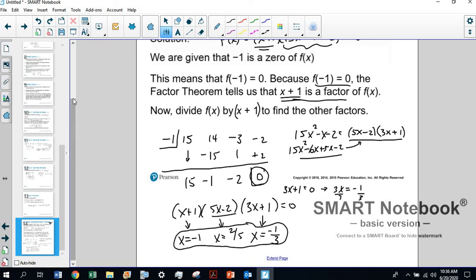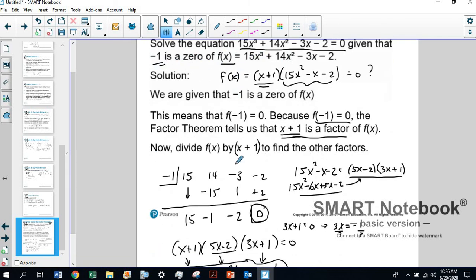So if they say use the factor theorem, what they're saying is you've got to do long division or synthetic division to get your other factors, or to get something that can be factored. If this can't be factored, then use the quadratic formula to find your zeros. That's okay too. You've got that option.